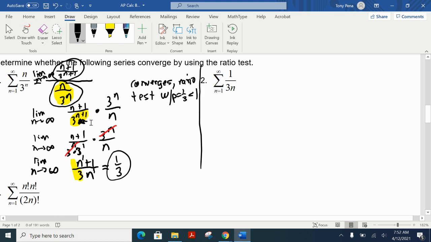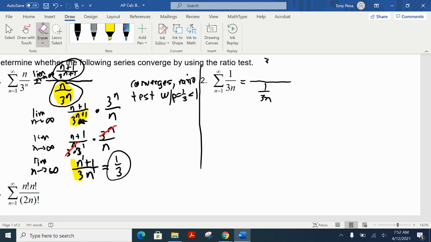So if we go now to number 2, same process, where I'm going to put the n plus 1, or the original series, in our denominator first. So this would just be 1/3 to the n. And then in the numerator, I'm going to do 1/3 times an n plus 1. So that's our n plus 1 series in the numerator, original series in our denominator.